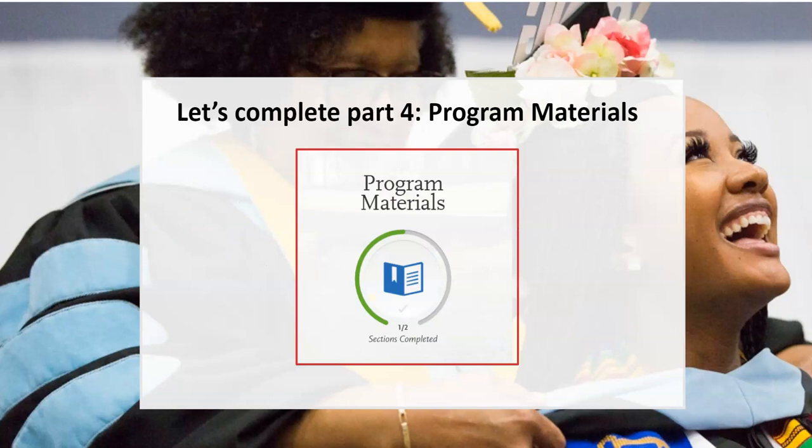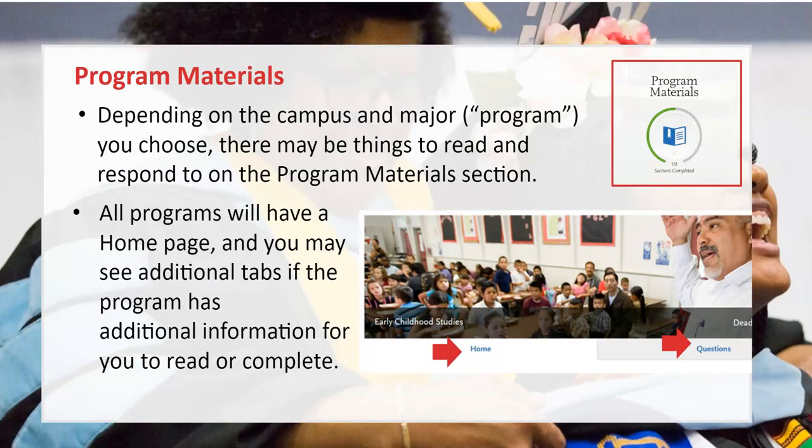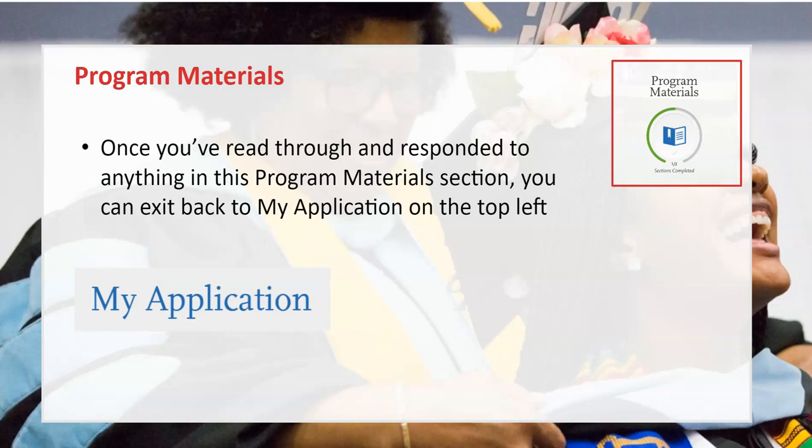The next part is going to be program materials. This is going to be different depending on the student and the school and major that you are applying to. Some of them just have a homepage letting you know more about their university, if they require COVID-19 vaccinations. Some of them will ask questions like, what are your golden four? What is the major prep that you completed? So it really just depends on the campus. So it is going to be different for everyone.